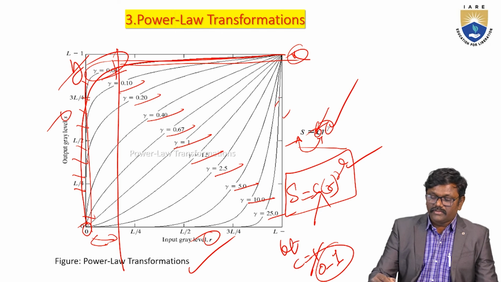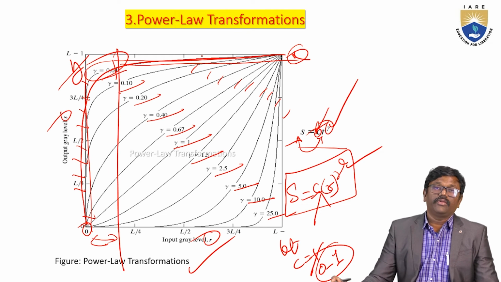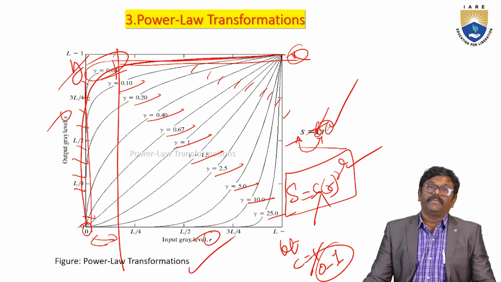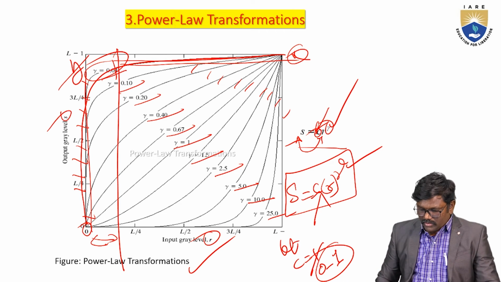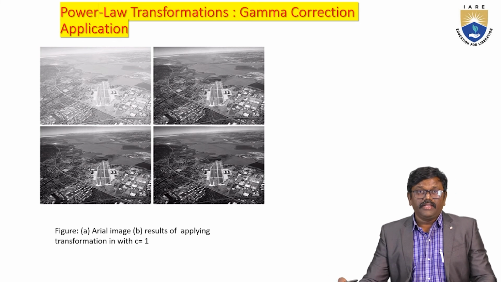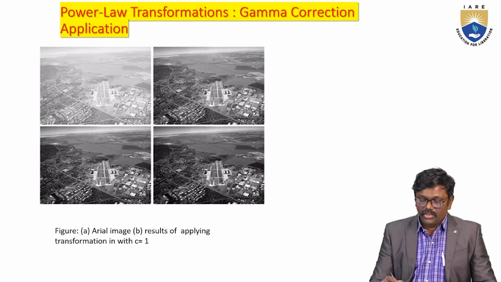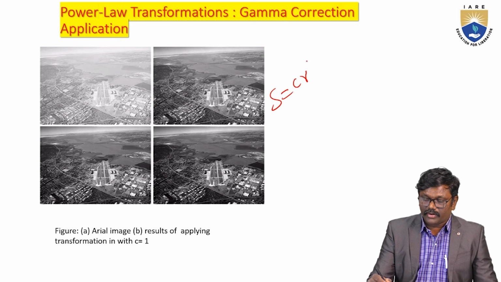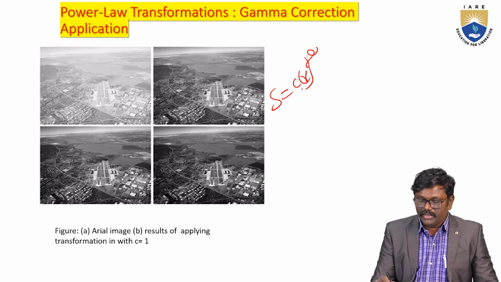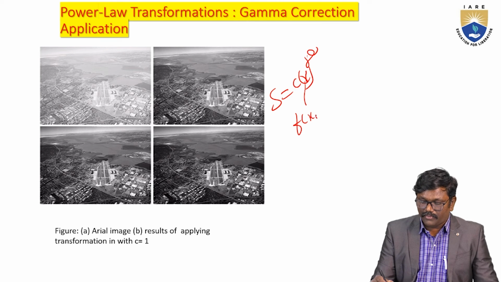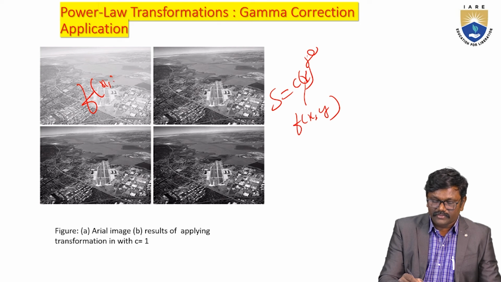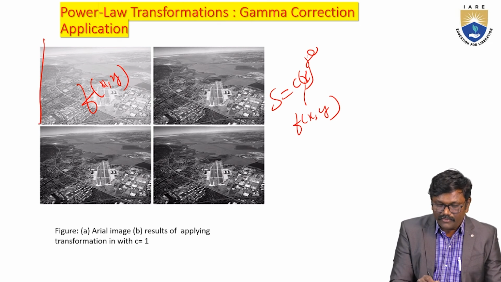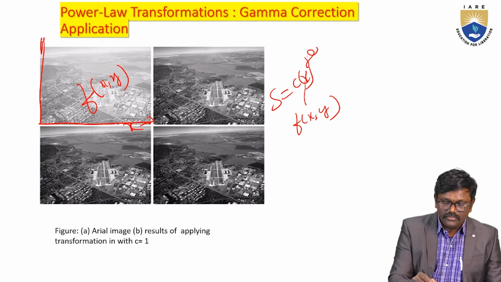Which characteristics are more suitable for your application depends upon your domain knowledge of image processing. Okay, so next, coming to the knowledge which we are using, s is equal to c into r power gamma, where this r is nothing but f of x comma y. What is f of x comma y? Your function f of x comma y. What is this f of x comma y? This is x, this is y.